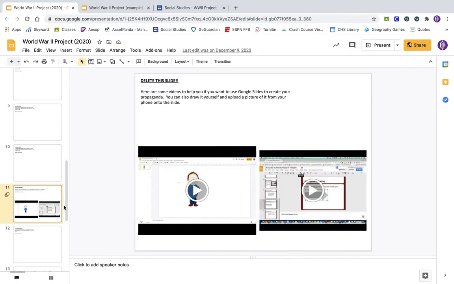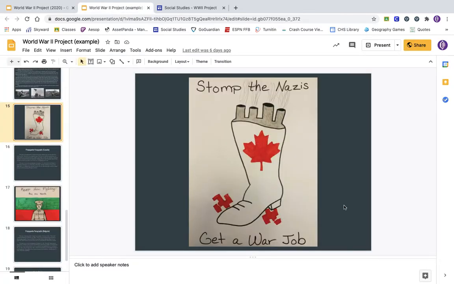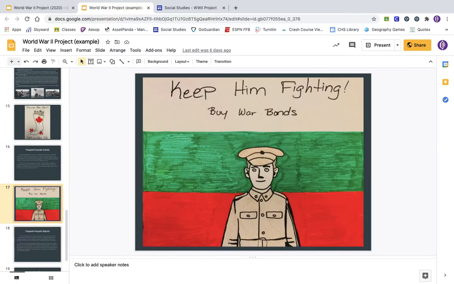But on this slide here, you're going to delete this slide. There are two videos that explain how you can use Google Slides to create your own pictures. Okay. But you have to create your own propaganda. I don't want to see you just go on Google and copy and paste something that like Britain used for propaganda. I want to see you come up with your own ideas and create it on your own. So like I said, you can do it electronically like this, or I found it easier to get a blank piece of paper, draw it, and use it like that. Whatever way is easier for you is fine with me.